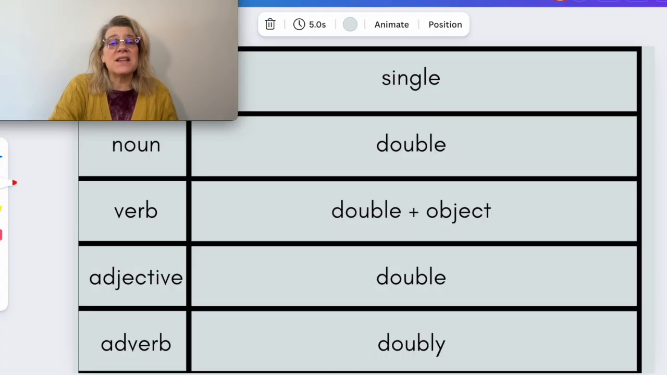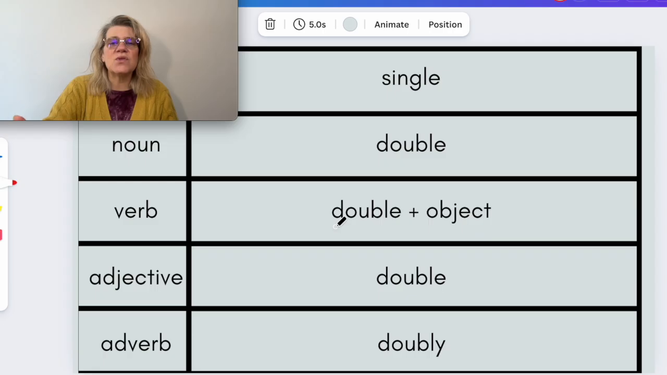So the opposite of double is single, but for a single person, the opposite is married. So single has many different meanings. Double means two of the exact same. The noun is double. The verb is double. I'm going to double that. So you need an object. I'm going to double it.